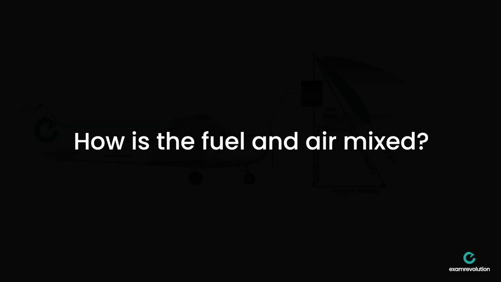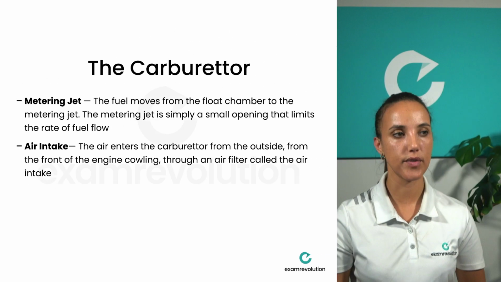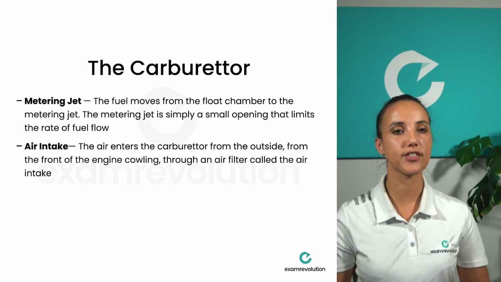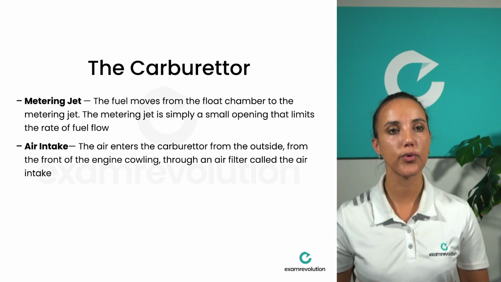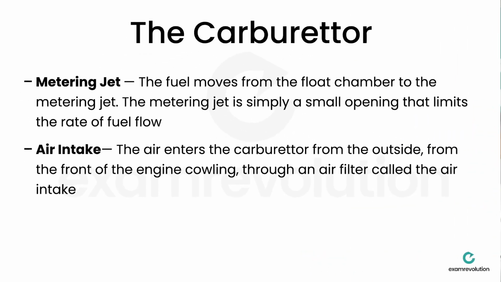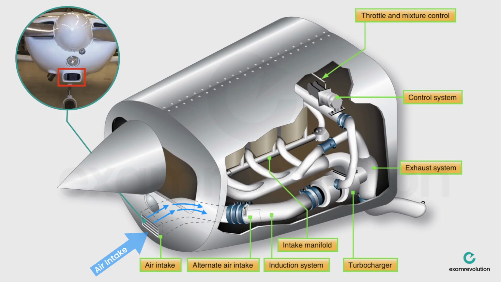But how is the fuel and air mixed inside the carburetor? So the air enters the carburetor from the outside, from the front of the engine cowling, through an air filter called the air intake. So if you have a look on the left hand side, you can see the nose of the aircraft has an air intake there with an air filter. And if we look at the picture in the middle, you can see from the air intake, the air is ducted through lots of piping through to the carburetor.